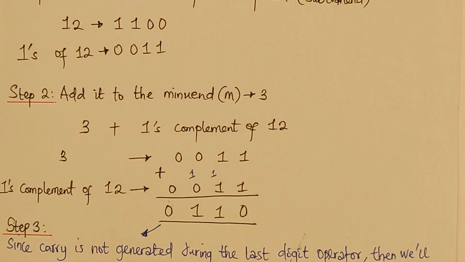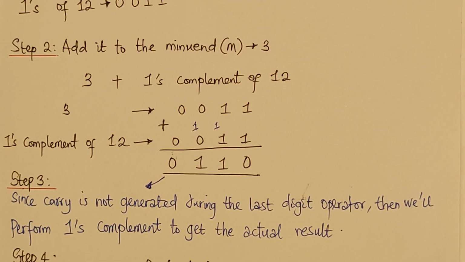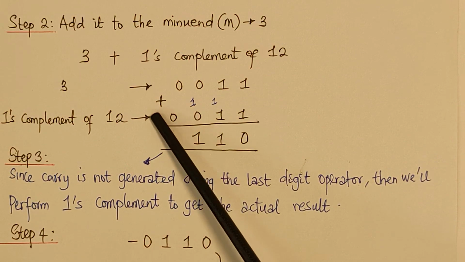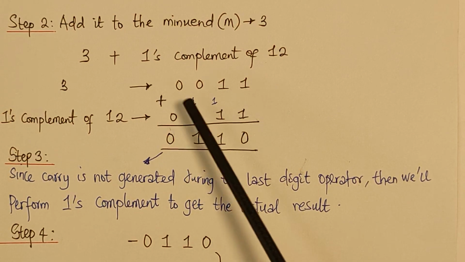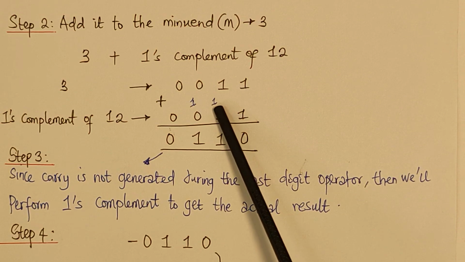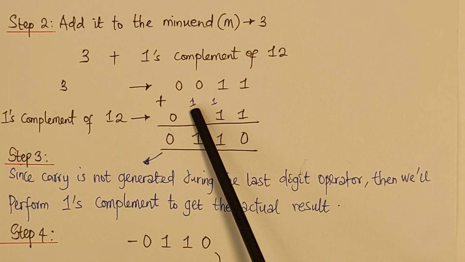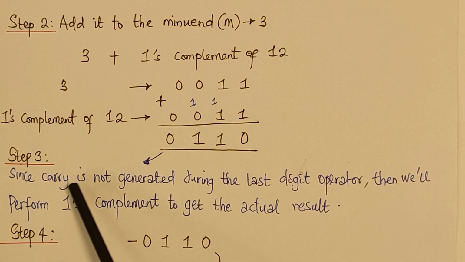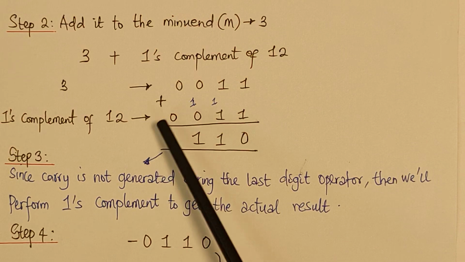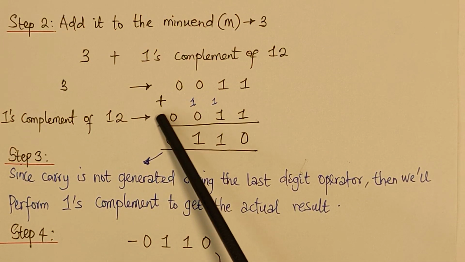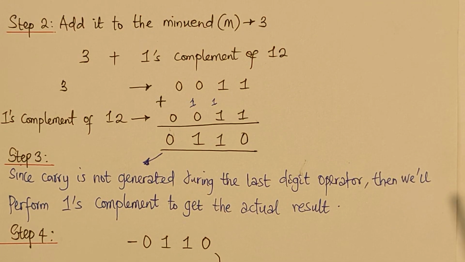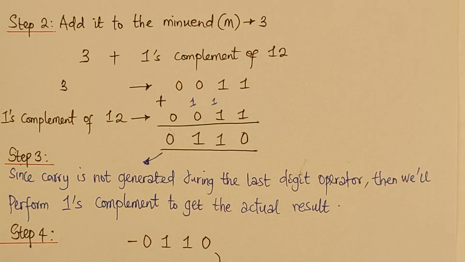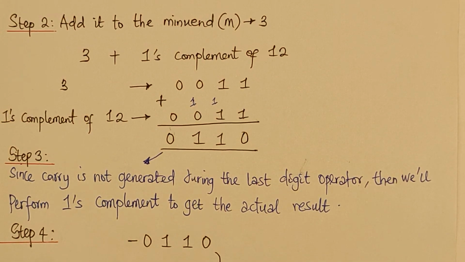Now we want to consider step 3. In step 3, do we have a carry? It means, do we have any value we carried over? No. Take note, our carry is being represented by these blue colors, and that's what I've done in virtually all my videos, so you can know the difference. Since carry is not generated during the last digit operation, we'll perform first complement to get the actual result. Now remember, when the carry is not generated, by default it's going to be negative, so this value will be minus 0 1 1 0.